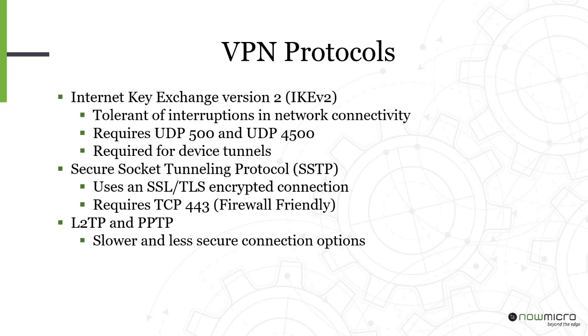And then there's L2TP and PPTP also as supported VPN protocols. However, both of these are older, slower, and less secure options. I generally recommend using IKE v2 or SSTP instead. And as for both of those protocols, they can be used together as well. So you could deploy a device tunnel that uses IKE v2 and a user tunnel to the same machine that uses SSTP. So you don't have to use all one or the other.